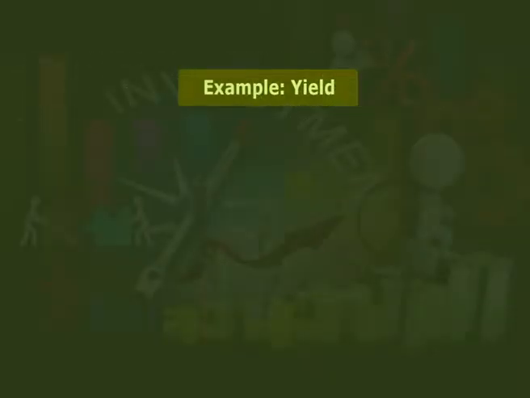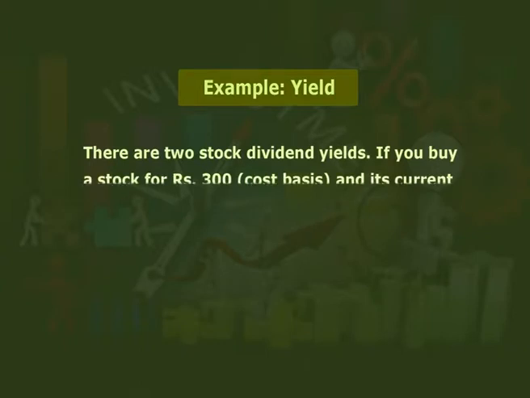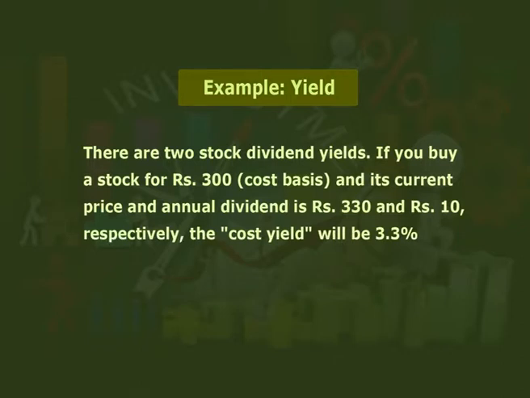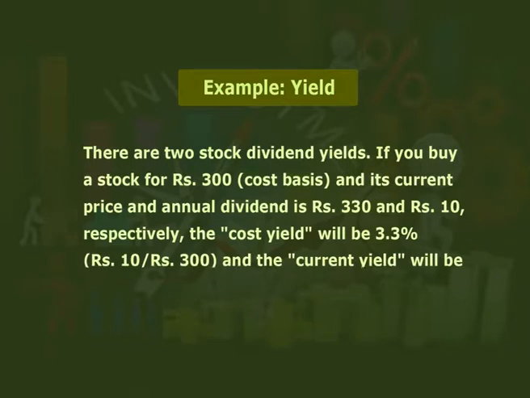We refer to it as an interest or dividend received from a security, generally expressed yearly as a percentage based on the investment's cost, its current market value or its face value. For example, there are two stock dividend yields. If you buy a stock for Rs 300 on cost basis and its current price and annual dividend is Rs 330 and Rs 10 respectively, the cost yield will be 3.3%, that is Rs 10 divided by Rs 300, and the current yield will be 3%, Rs 10 divided by Rs 330.